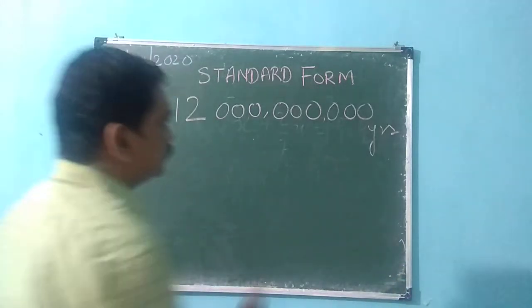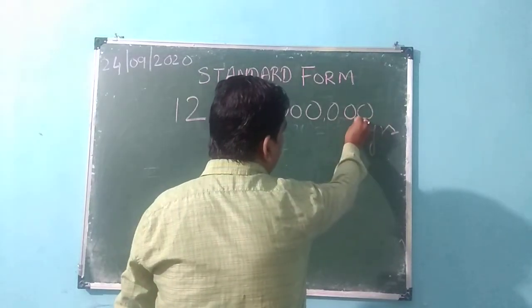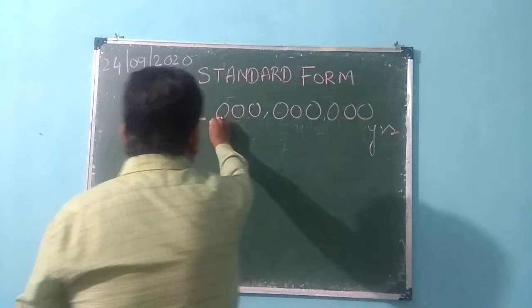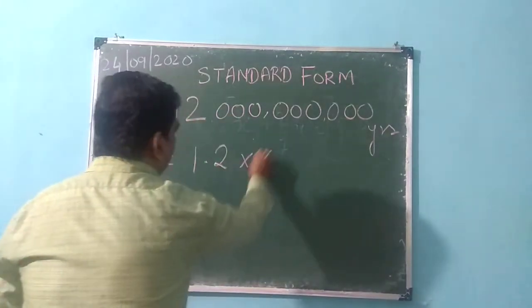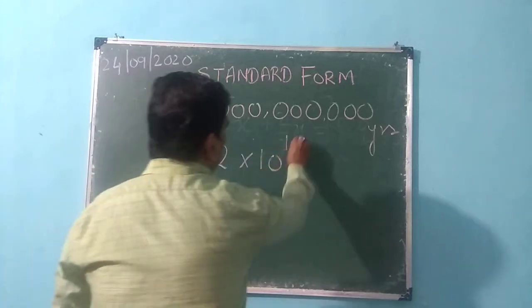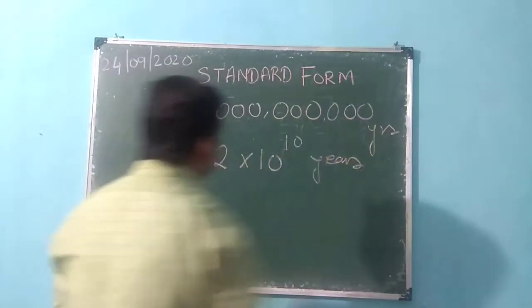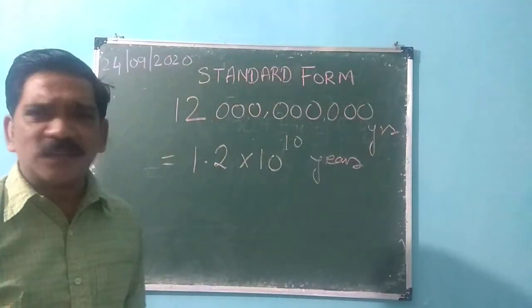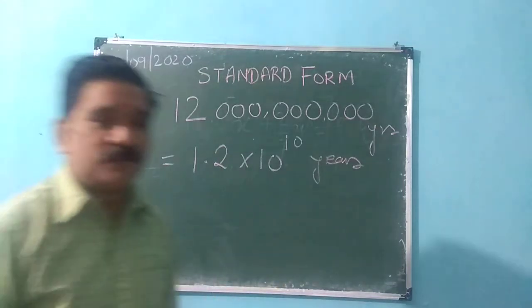Same method. The decimal is here, so we are shifting it: 1, 2, 3, 4, 5, 6, 7, 8, 9, 10. So this is the answer. I think it's very clear, very easy. There should not be any problem. This is how we express in standard form.